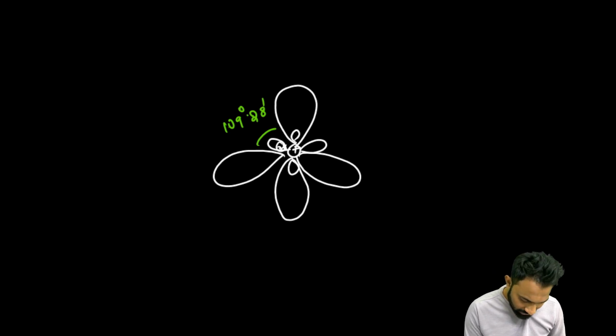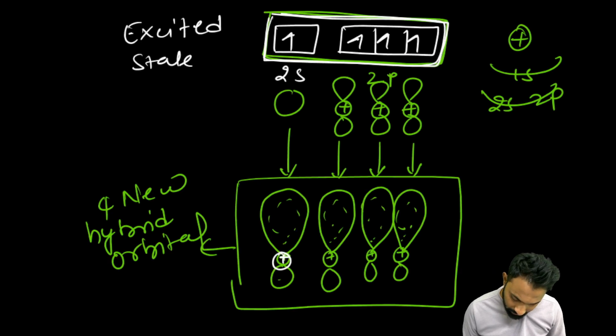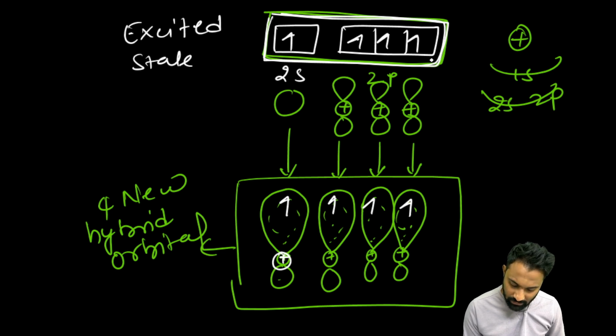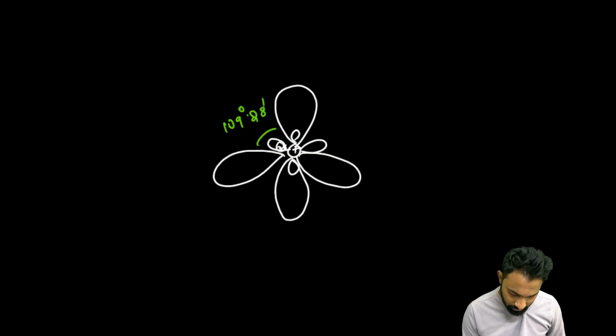Done? Now you can see each hybridized orbital has one electron, right? See, this is the excited state electronic configuration. When they intermix, they form the new hybridized orbitals, and each new hybridized orbital has 1 electron. Then they arrange themselves at the bond angle of 109 degrees, free from repulsion.